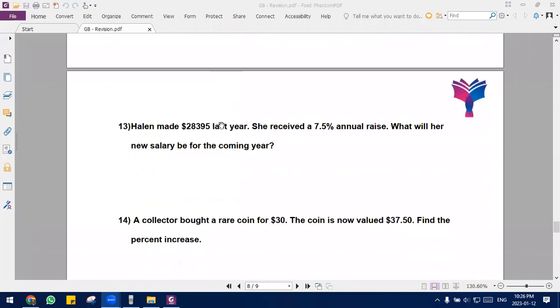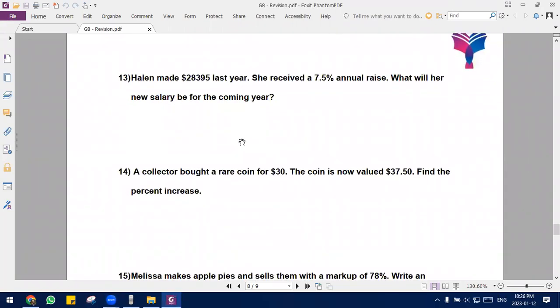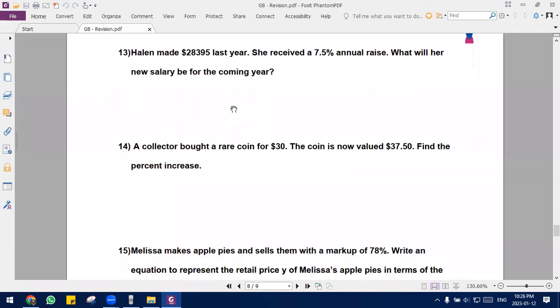Let's go to the next question. Okay, so here we finished the proportionality, we finished the inequality. Now we have the last chapter, which is the percent. So Helen made this amount last year, and then she received a 7.5% annual raise. So here you need to understand the problem carefully. They said raise, so we need to add 7.5. What will her new salary be in the coming year?